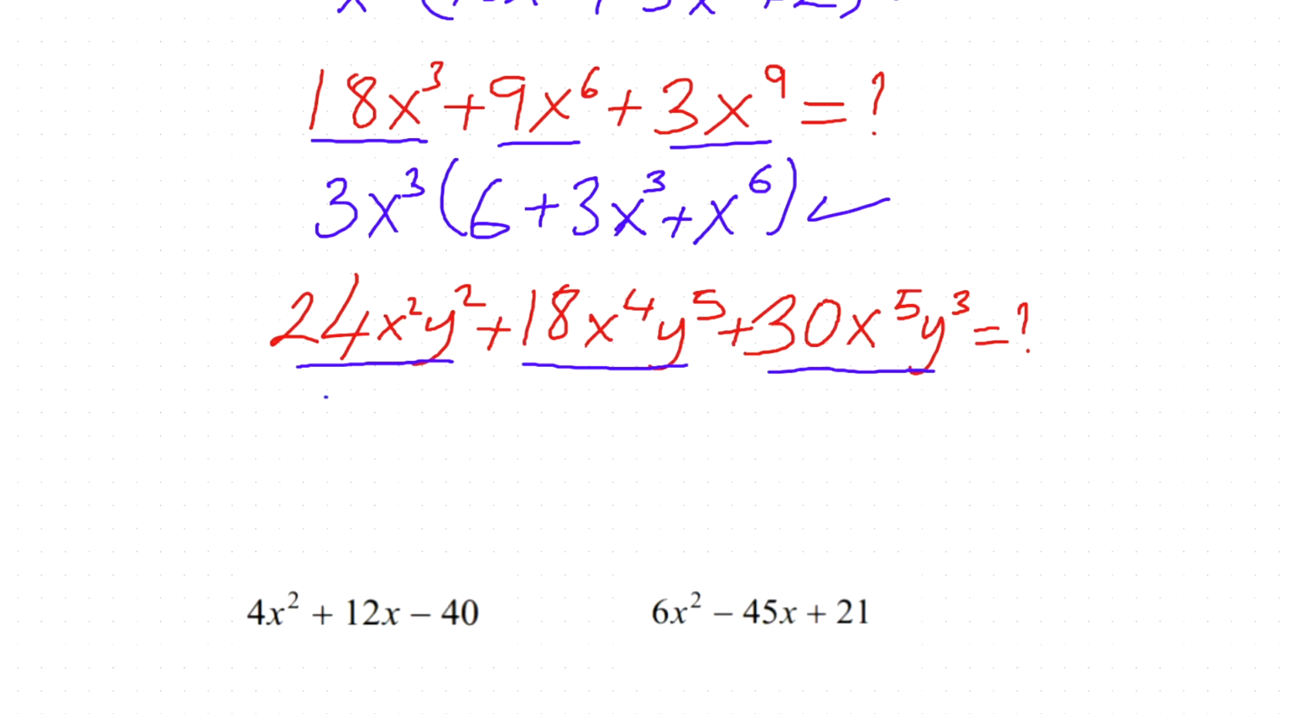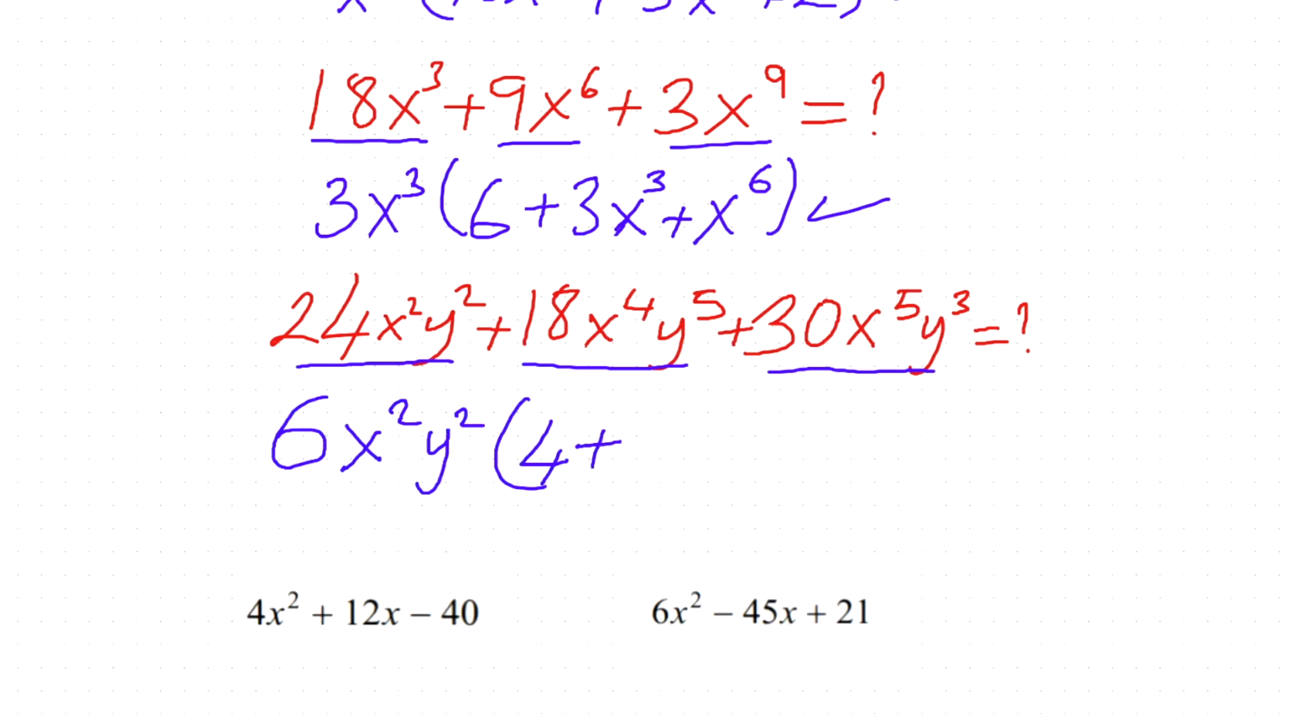And x squared, x to the power of 4, x to the 5th. The x squared is the greatest common. Y squared, y to the 5th, and y cubed, y squared is in common. So 24 divided by 6 is 4. X squared divided by x squared is gone, just gone. And this is just 4 left over here.